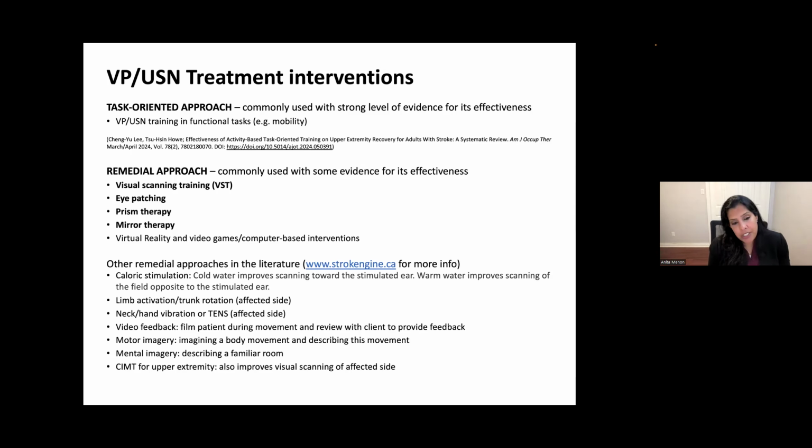Limb activation and rotation. So this is really activating or rotating the trunk, manually or more passively or actively, in order to then encourage scanning of the neglected field. Neck or hand vibration or using TENS on the affected side to stimulate that affected side to then encourage that scanning to that affected side. The use of video feedback, so videotaping a client and then providing them with that feedback at the end. Mental imagery or motor imagery.